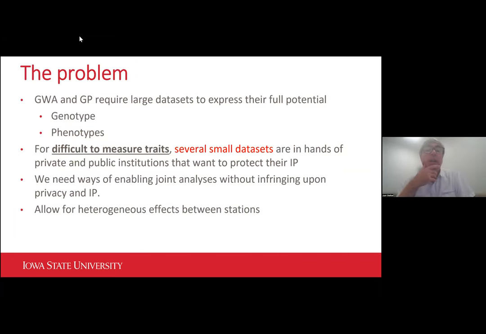As Jack described very well, genome-wide association and genomic prediction require large data sets to express their full potential. Those large data sets include genotypes, phenotypes, and other metadata, of course, but those are the basic two data types. Especially for difficult to measure traits, there might be several small data sets in the hands of a mix of public and private institutions that might be reluctant to share their data because of privacy, but also intellectual property issues. One alternative, as mentioned before, is meta-analysis, but sometimes that limits the options, as I will describe later.